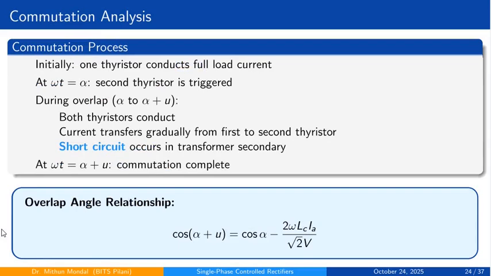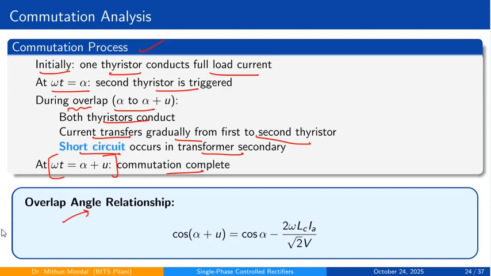If we do the commutation analysis, initially one thyristor was conducting the full load current, and at omega t equal to alpha, the second thyristor is triggered. During the overlapping period, which is alpha to alpha plus U, both thyristors are conducting. So current is transferring gradually from the first to the second thyristor. Now there is a short circuit in the transformer secondary. Omega t equal to alpha plus mu is the commutation complete time.